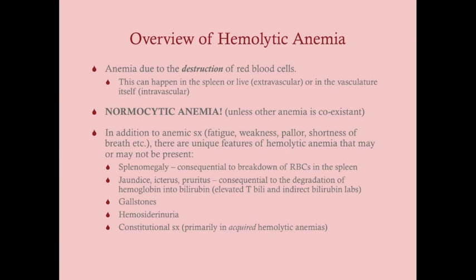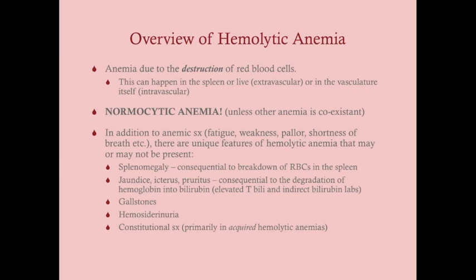So this is a normocytic anemia, unless there's any other anemia that's coexistent. Of course, you can have hemolytic anemia and have iron deficiency, or you can have hemolytic anemia and be B12 deficient or folate deficient. That's possible. But hemolytic anemia itself is a normocytic anemia because you're just destroying your red blood cells. The ones that aren't being destroyed, they're healthy. They're normal.